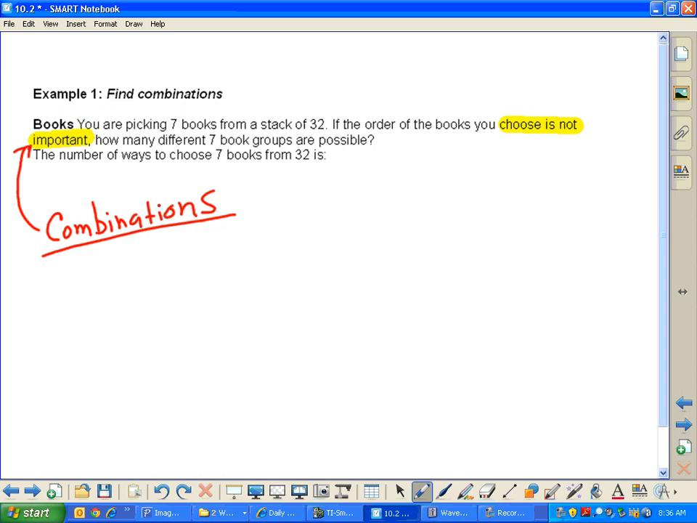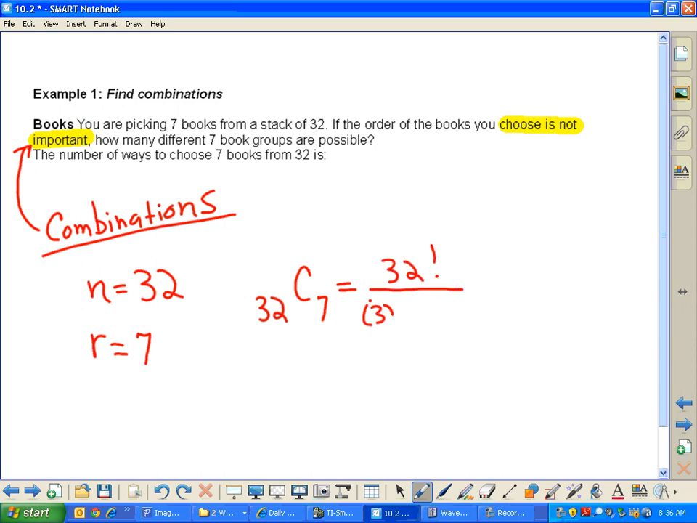And if you take a look here, we have 32 items. So my number of items, I have 32 textbooks, and I need 7 of them. So I'm going to pull out 7. So my formula set up for this is going to go 32 items, arrange 7 ways, pull out 7 of them. So I have 32 factorial over 32 minus 7 factorial times 7 factorial.